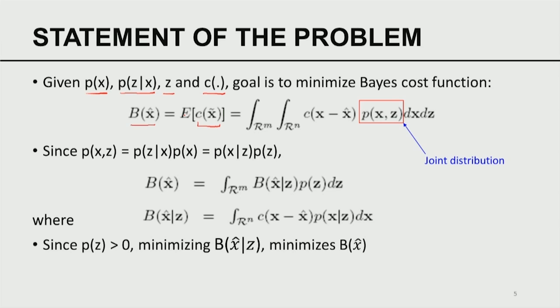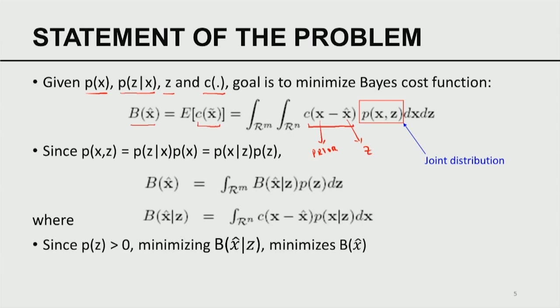This expected value of the cost function can now be written explicitly by this integral. Please remember, c of x tilde is equal to c of x minus x hat. X hat depends on z, the observation. X has its own prior information. So there are two sources of randomness, one from the prior, another from the observation.